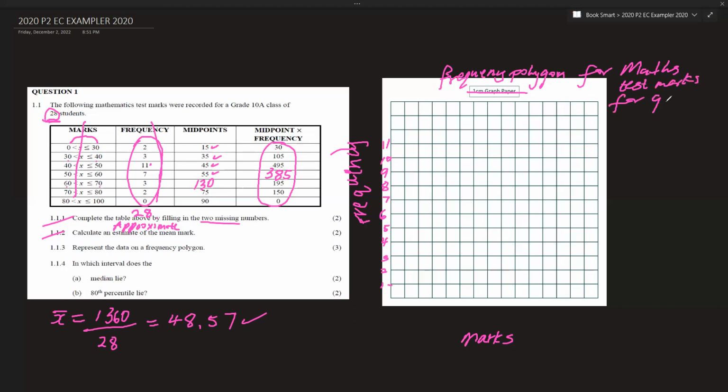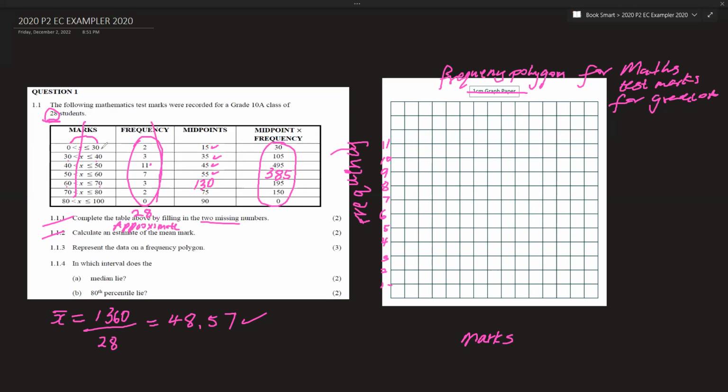For grade 10A. It doesn't have to be exactly in these words that I've put, but have a heading or a title for any sketch that you make, especially in statistics. Perfect.